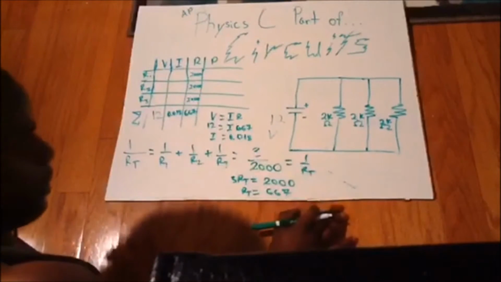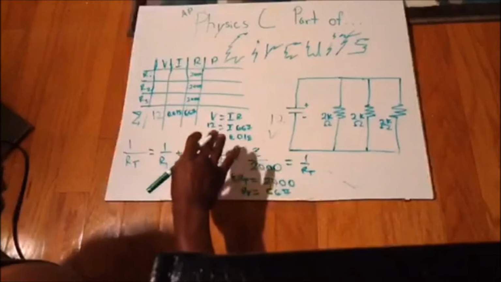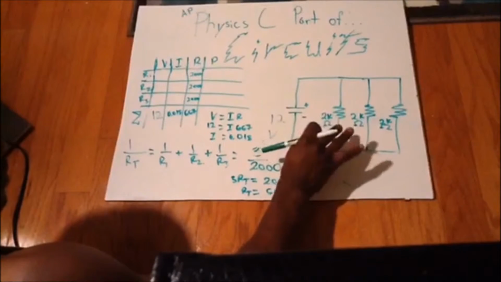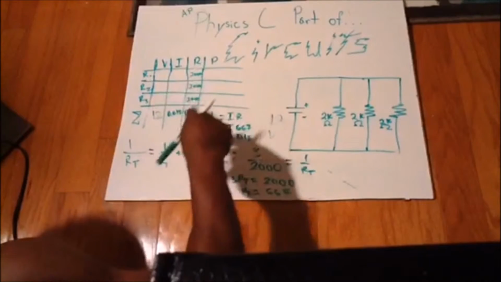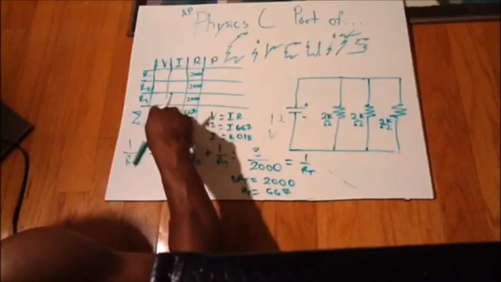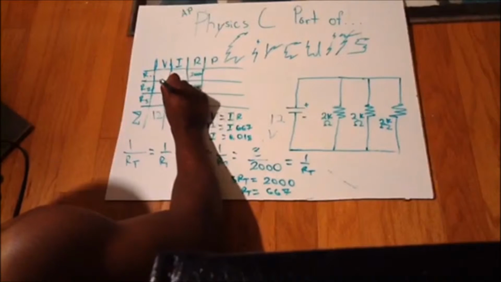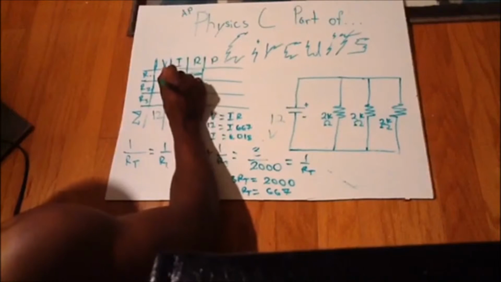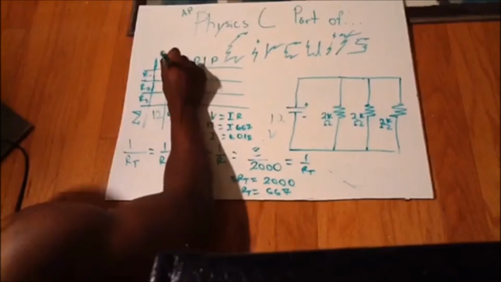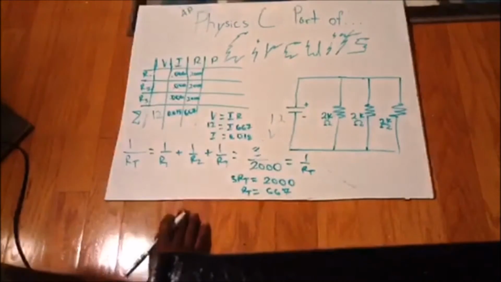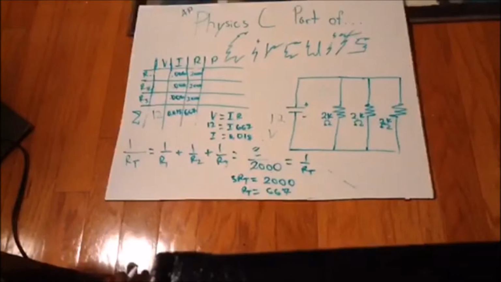And since this is a parallel circuit, the current is not the same throughout, but since there are 3 resistors all of the same resistance, the current will be split 3 ways evenly. So this is going to be 0.006, 0.006, and 0.006.